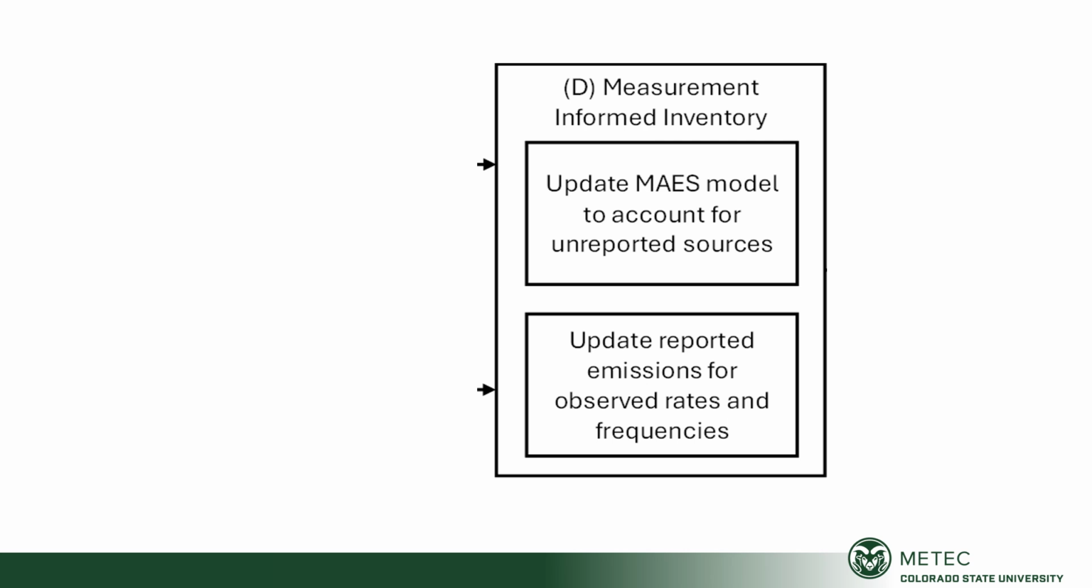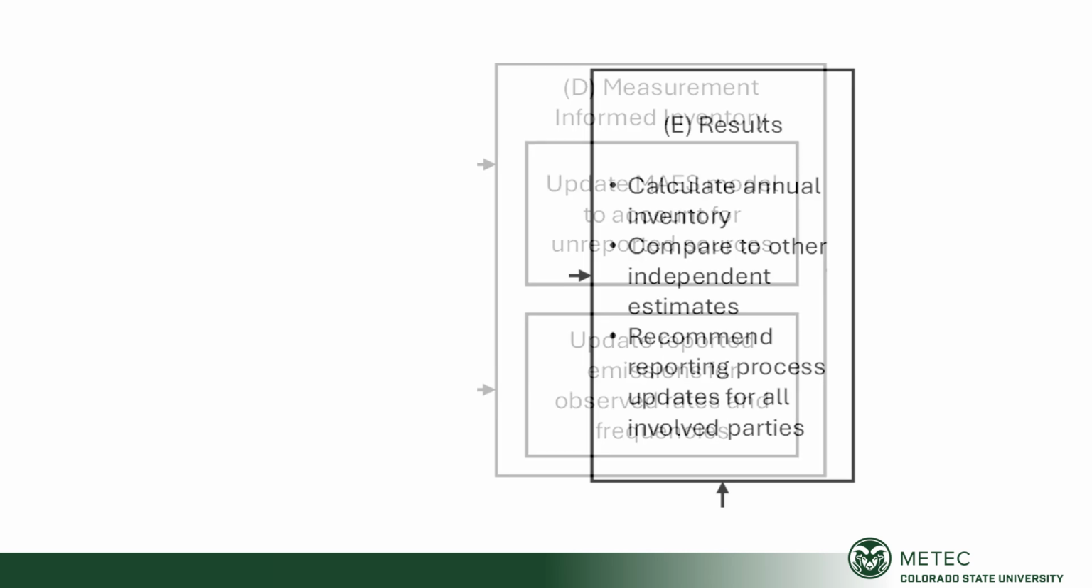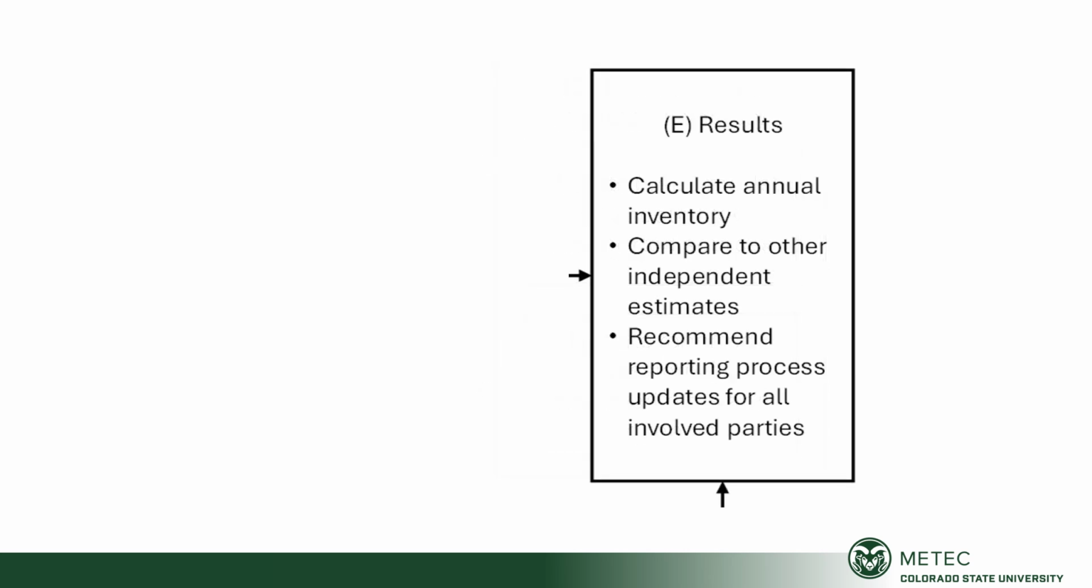At the end of step D, the Maze model contains both a full representation of operators' inventory reports and a full representation of any additional emitters identified by surveys, with no overlap or duplication. The result is a robust measurement-informed inventory.